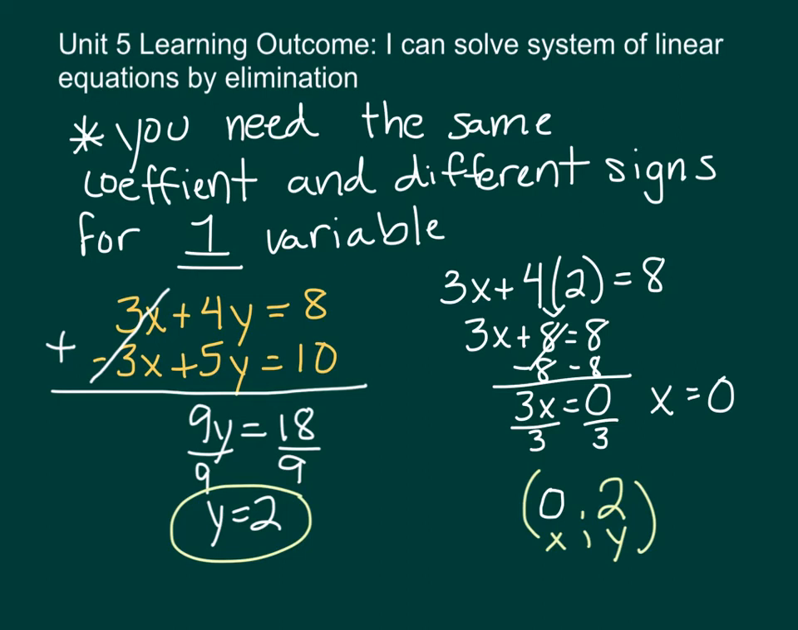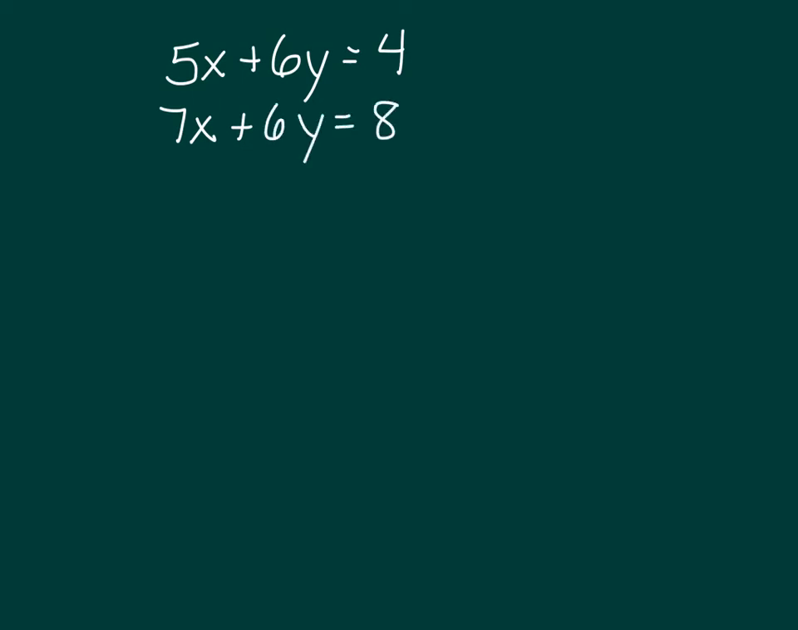Let's look at another example. In this case, we have 5x plus 6y equals 4 and 7x plus 6y equals 8. I'm looking at this and I see these don't have different signs. So I have to multiply the whole thing by -1 so that all the signs change.